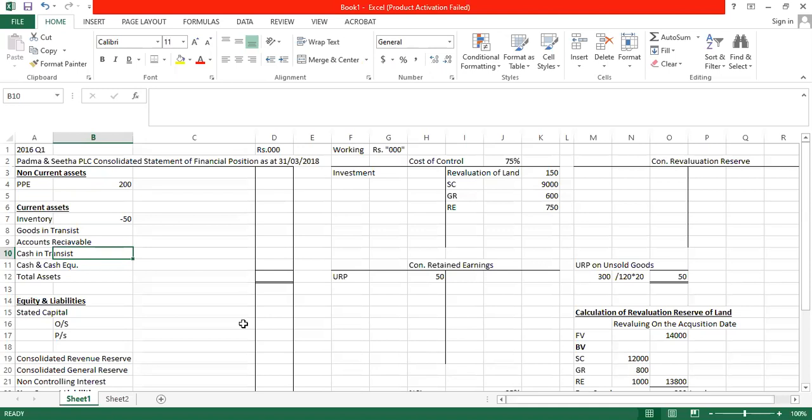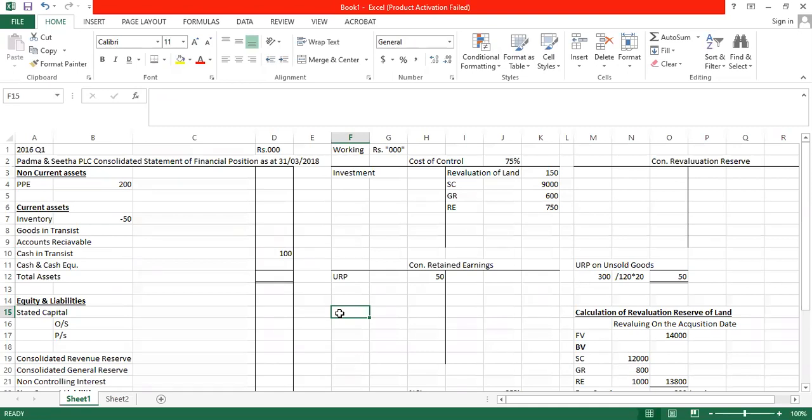You can put that value as cash in transit when you are doing the statement of financial position. Current account here is 1150, here 1050. So the difference is 100, right? Cash in transit should be 100. So you can put that 100 here. Now actually, all the additional information is over.